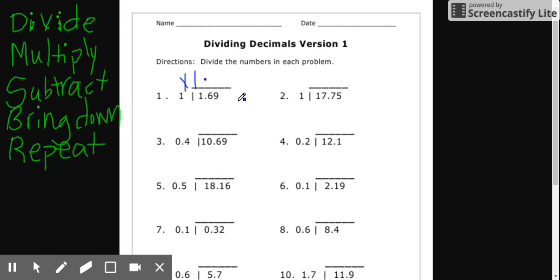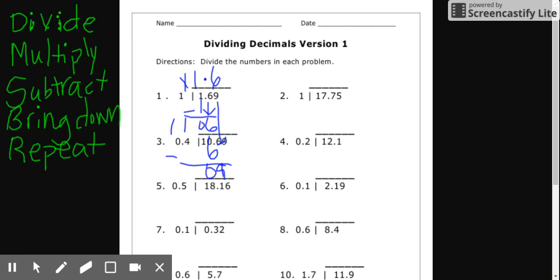1 times 1 is 1. 1 minus 1 is 0. And then I bring down my next number, which is a 6. I can make that into a box and bring down my divisor, which never changes throughout the problem. Now I'm going to say how many groups of 1 can I make out of 6? 6. So I put my 6 above the 6. 6 times 1 is 6. I know I'm going over this problem, but I'm running out of room. 6 minus 6 is 0, and then bring down the 9.